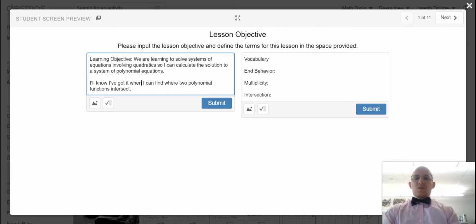Good morning, scholars. Welcome back to our next installment, which would be determining the intersection points of different polynomial functions, both algebraically and graphically. So basically, taking it back to Algebra 1, solving systems of equations, but involving quadratics. So I can calculate the solution to a system of polynomial equations, and I'll know I've got it when I can find where two polynomial functions intersect.